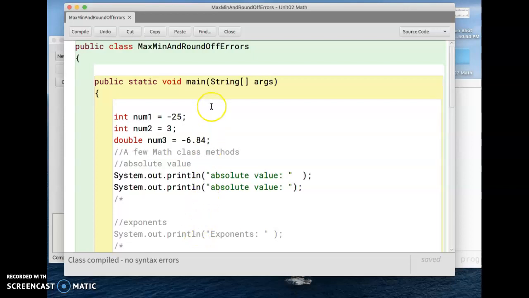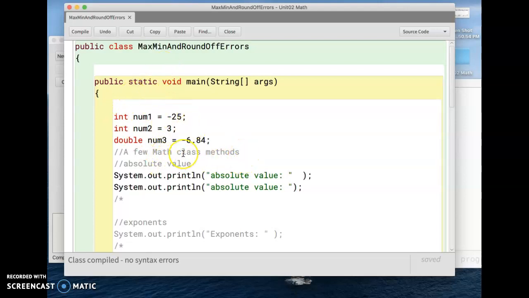So we are learning a little bit about the math class, just doing a few methods. There are a ton of methods that you can use, but in this class, we need to stick with just three basic ones and learn how to do the other stuff yourself for the most part. Okay, so we are learning a little bit about the math class.